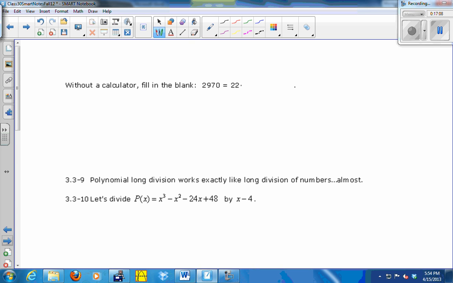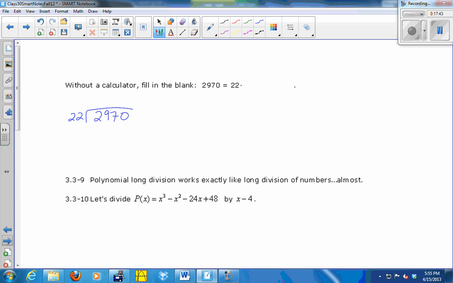All right, so without a calculator, we're going back to our little aside. I want to write 2,970 as 22 times something. What is that something? How do I figure out what it is? Yeah, divide 2,970 by 22. Okay, and if I say that you can't use a calculator, we're going to have to do long division. So we're going to have a little review of elementary school for a minute.